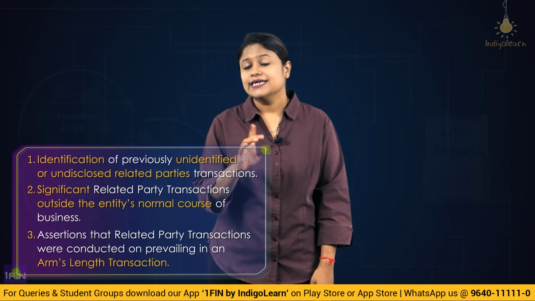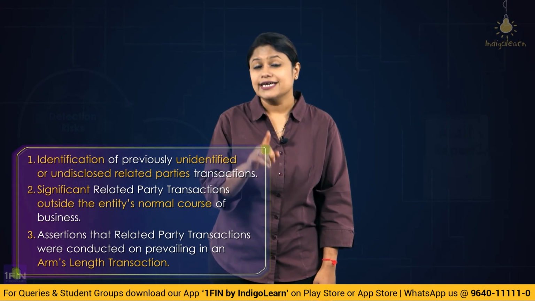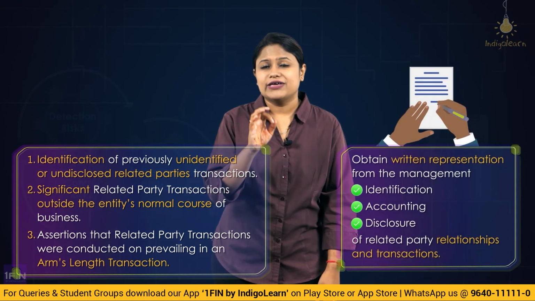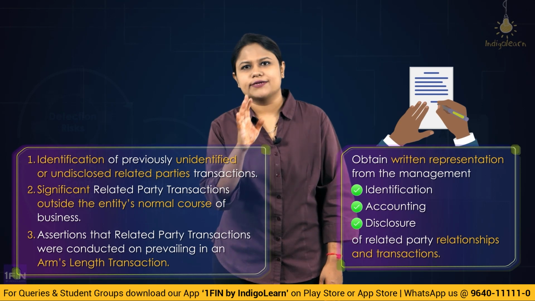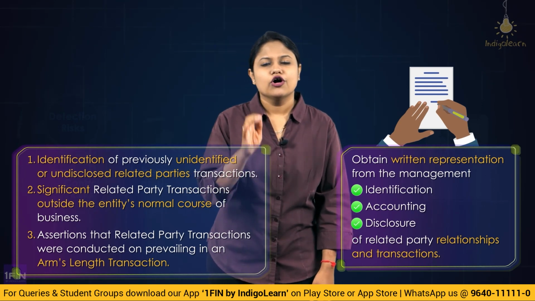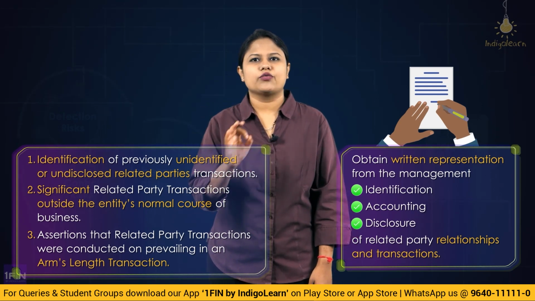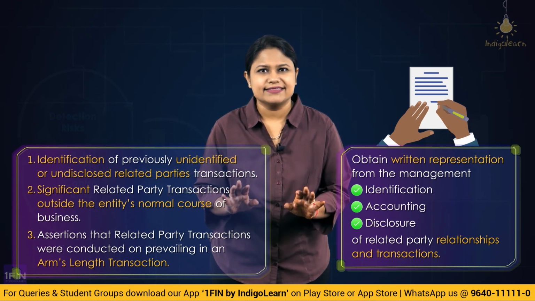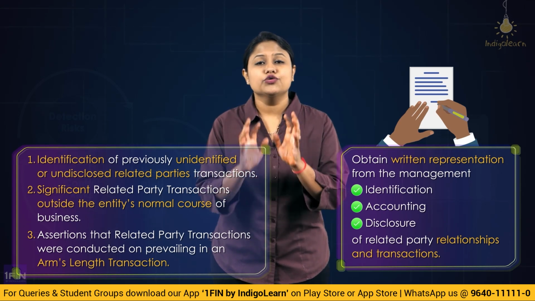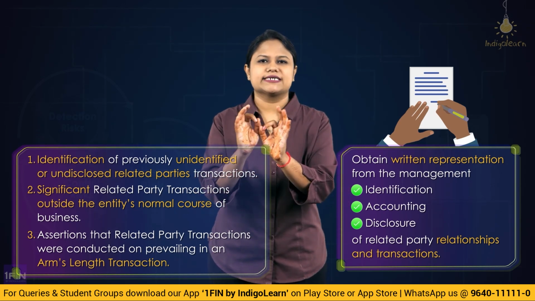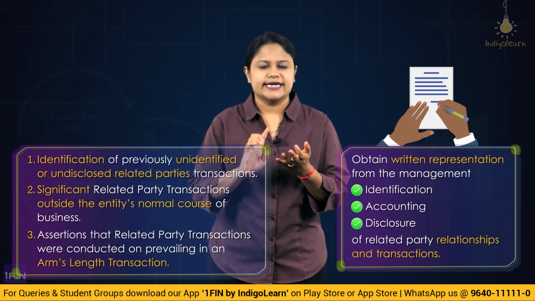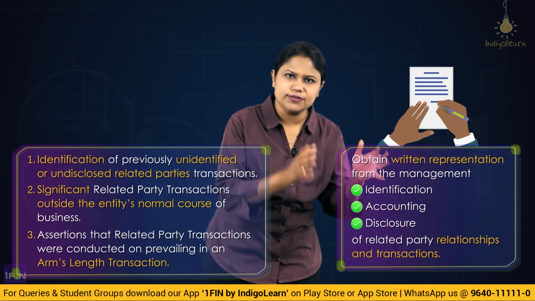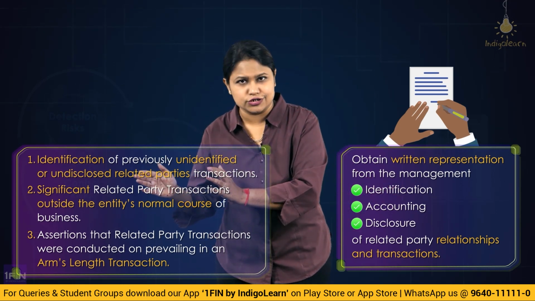Now, one very important point here: whenever there is a responsibility of the management to do something, then as part of obtaining audit evidence, the auditor will obtain written representation from the management that they have identified and disclosed all the related party relationships and accounted for all the related party transactions as required by the financial reporting framework. That means, according to them, they have not hidden anything from the auditor. Got it? So you have to compulsorily obtain written representation from the management regarding their identification, disclosure and accounting of the related party relationships and related party transactions.